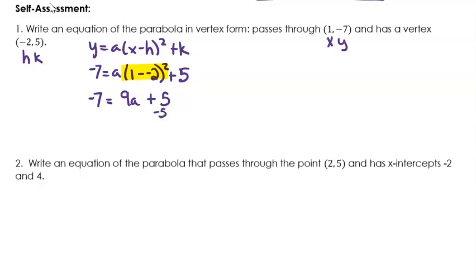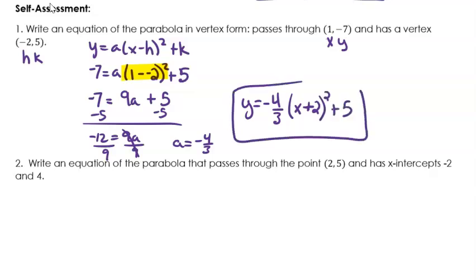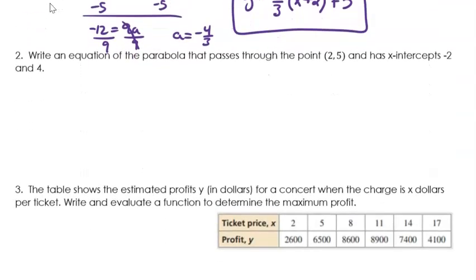Now I'm going to subtract the 5 next. So I get -12 equals 9a, and then I'll divide by 9, and I get a equals -4/3. So my equation, the a is -4/3. It is x minus -2, which turns into plus, and then squared, and 5 is out here. Okay, look at the next one.